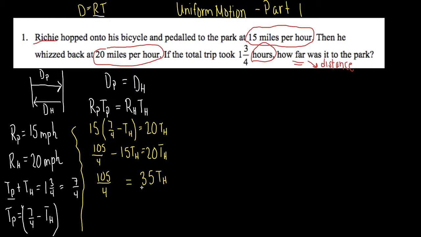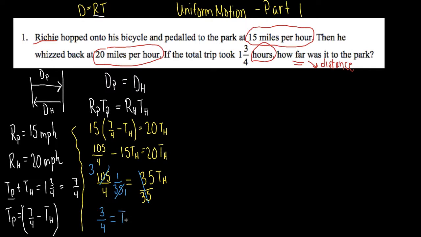To get the th by itself, I need to divide both sides by 35. And dividing by 35 is the same thing as multiplying by 1/35. So I can go ahead and do that. I can cross cancel here because 105 is actually divisible by 35, and it happens to be 3. So I can cancel that. That's a 1 and that's a 3. So I get 3/4.